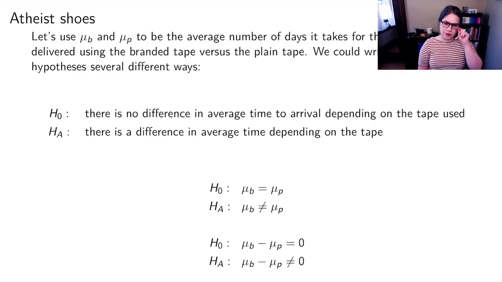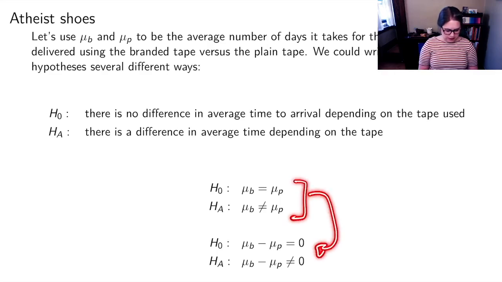We could also write it out using parameters. So we could say mu sub b equal to mu sub p. That would be the boring thing. And then the alternative, which covers the rest of the possibility space, mu sub b is not equal to mu sub p. Or we could equivalently write these same hypotheses about the parameters like this down here by just subtracting mu sub p from both sides. Then we'd have mu sub b minus mu sub p is equal to 0. And the alternative, mu sub b minus mu sub p, is not equal to 0.